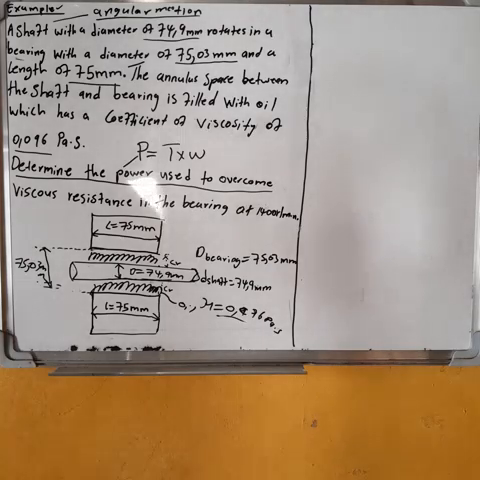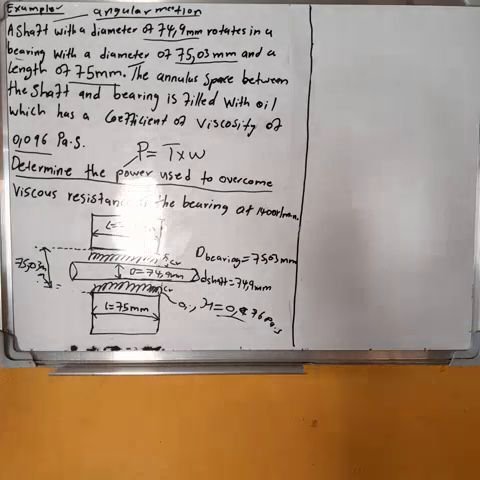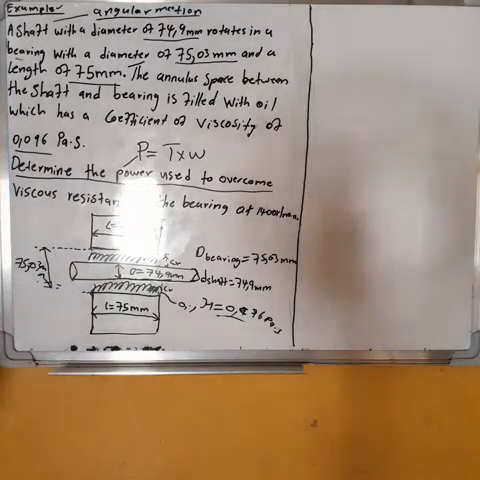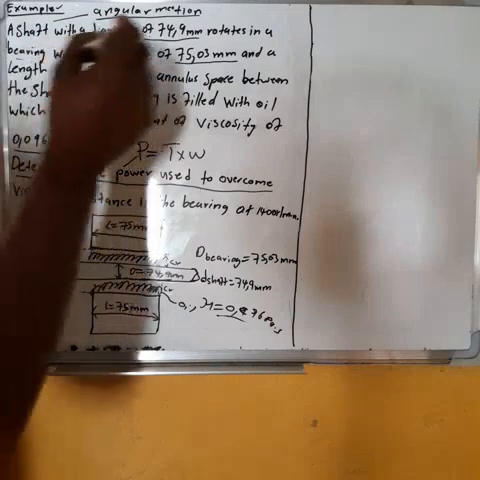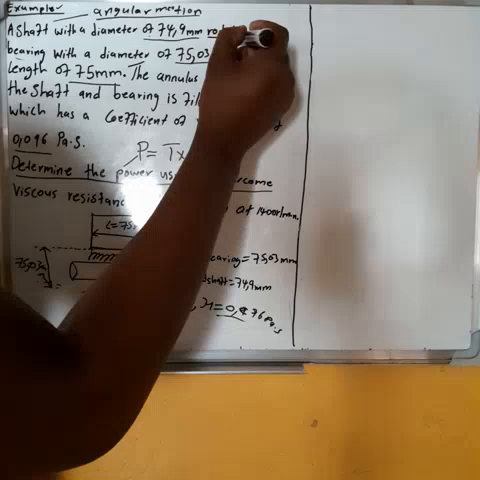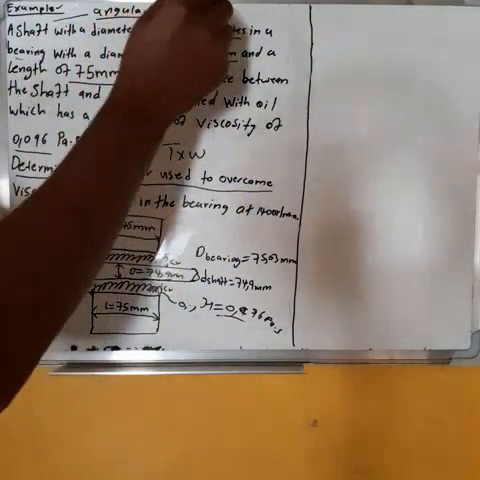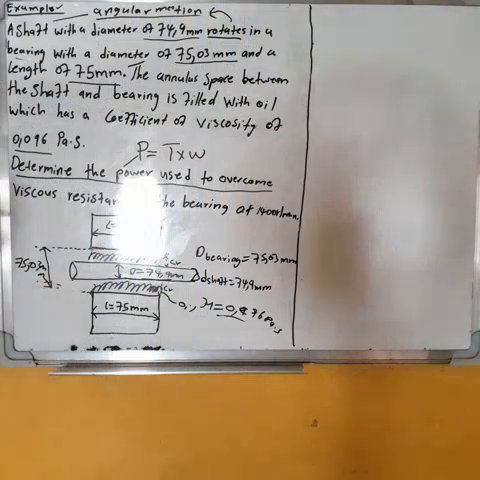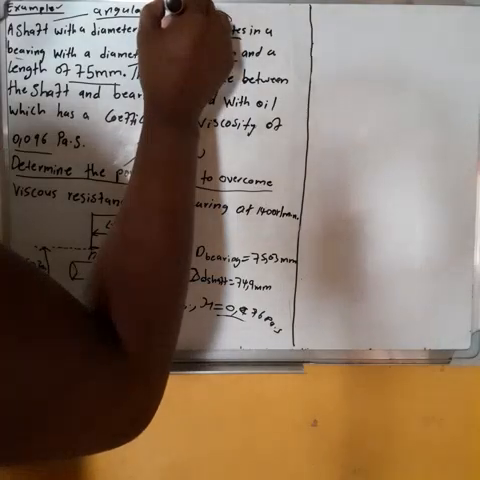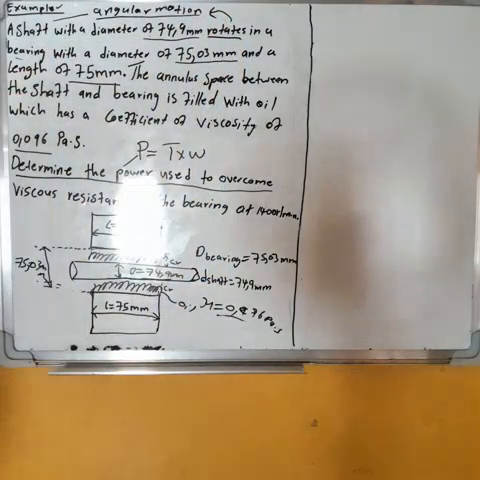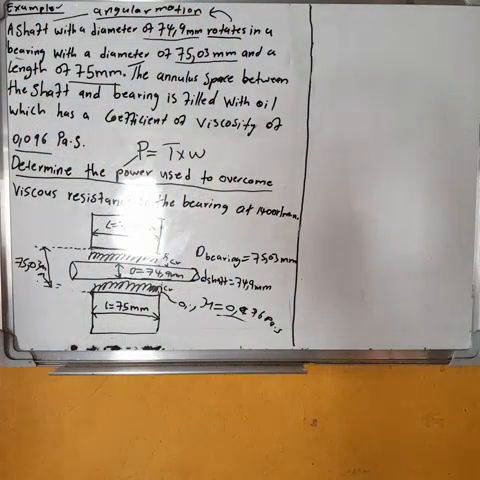I want you guys to understand this. The example says a shaft with a diameter of 74.9 millimeters rotates. Because it's rotating, it's falling under what? It's angular motion. When we're dealing with objects that are rotating, we go back to angular motion. You remember it from N4, engineering science. We're not dealing with things that are not rotating. We know the shaft is rotating.